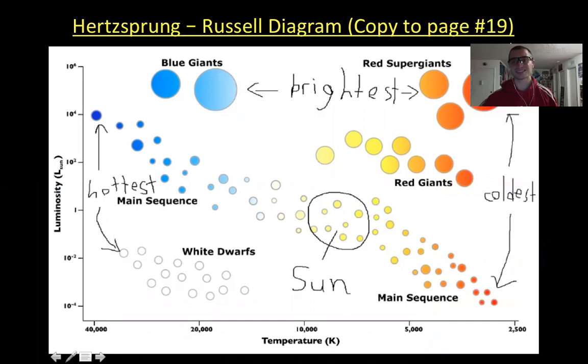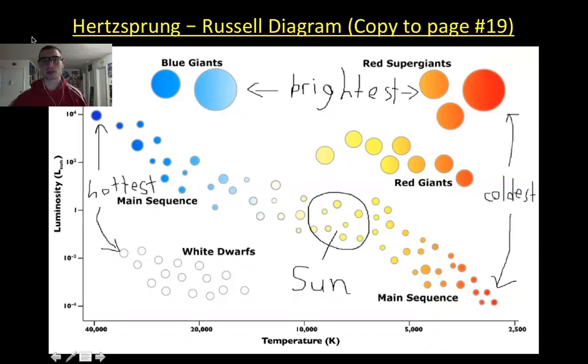You know what? I'm still in the way. There I am. All right. So on the y-axis we have luminosity, how bright it is. On the bottom, the x-axis, we have temperature. Okay, so what I want you guys to do is just sketch this out in your notebooks.